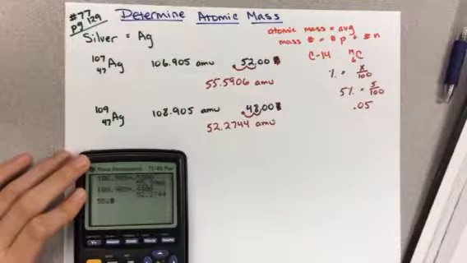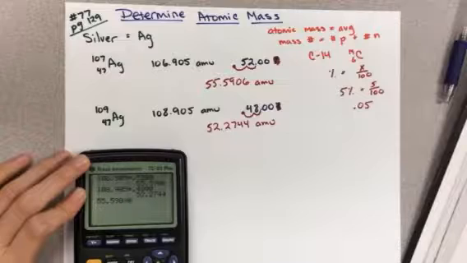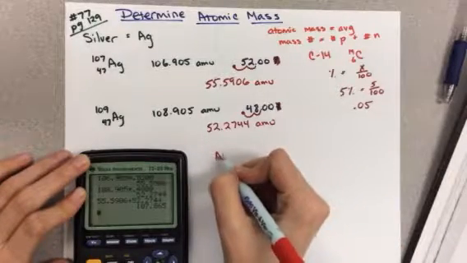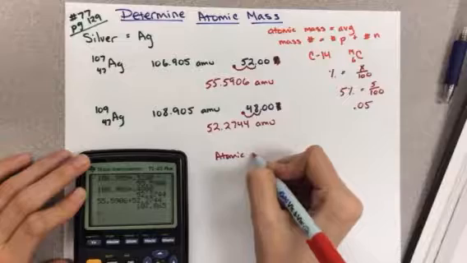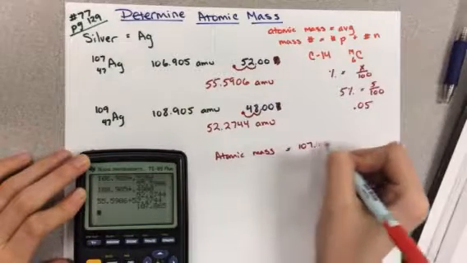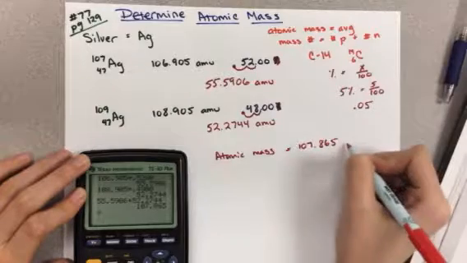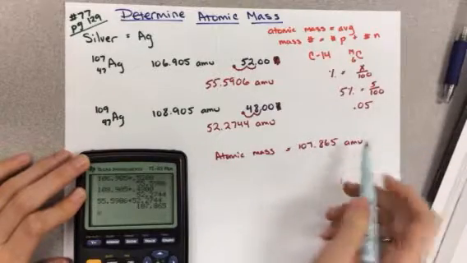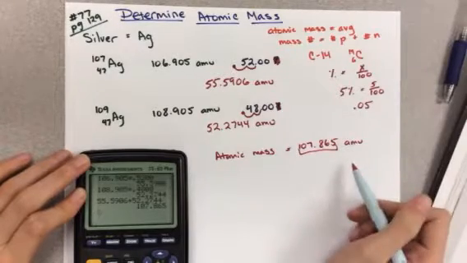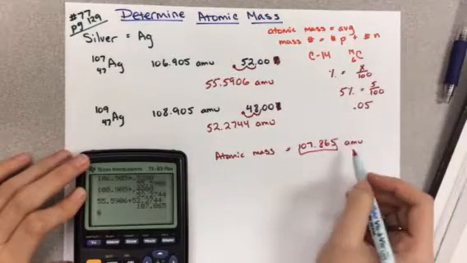At this point, these are AMUs, and we actually want to add those numbers up. So 55.5906 plus 52.2744. And that gives us an atomic mass, so again, an average, of 107.865 AMU. The fascinating thing about this is that you can then take this number and look at the periodic table and check your answer.